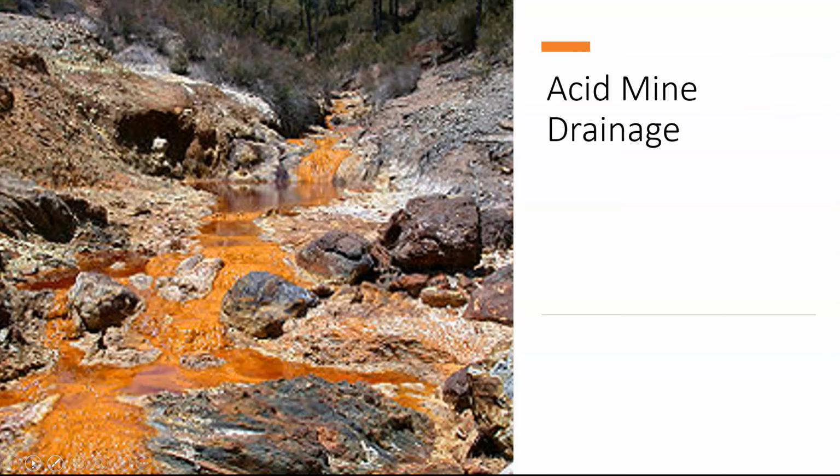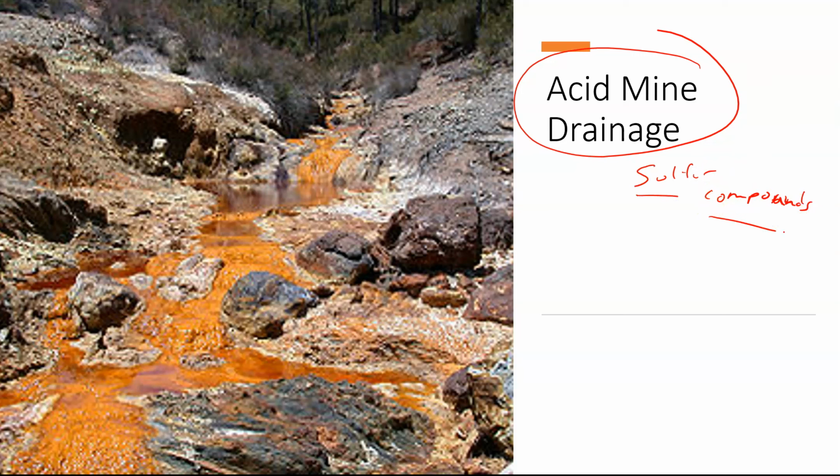All right. Now, a topic that we're only really going to talk about here in this unit is this topic of acid mine drainage. So again, we have large amounts of sulfur containing compounds. So sulfur, by the way, is one of what they call a universal contaminant. It's found just about everywhere.